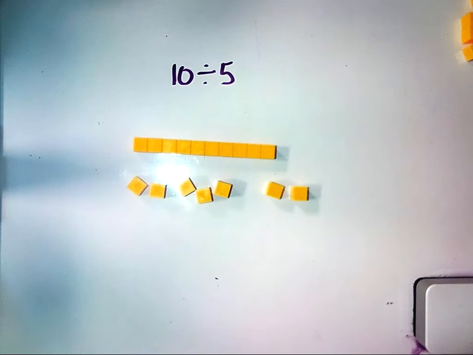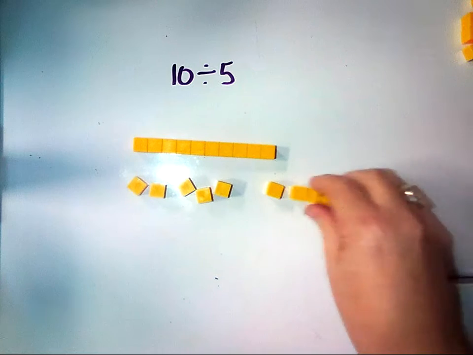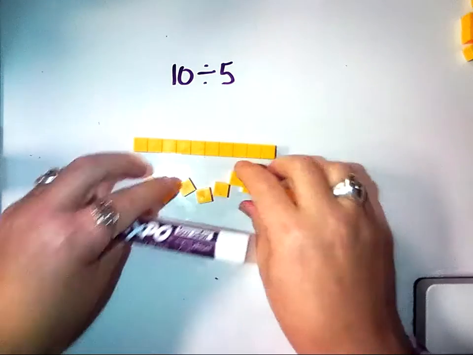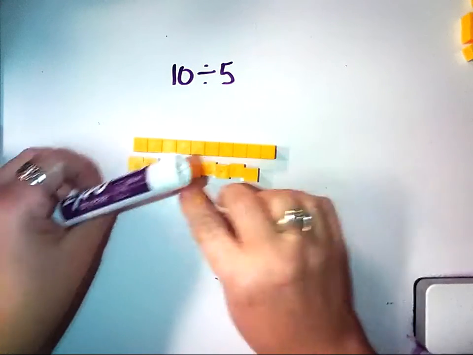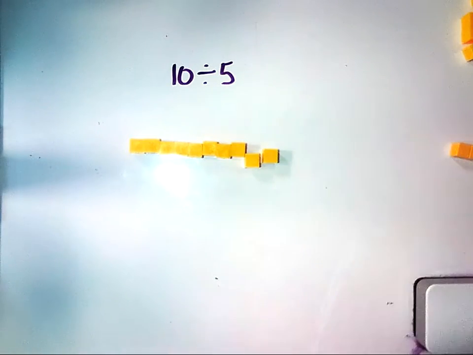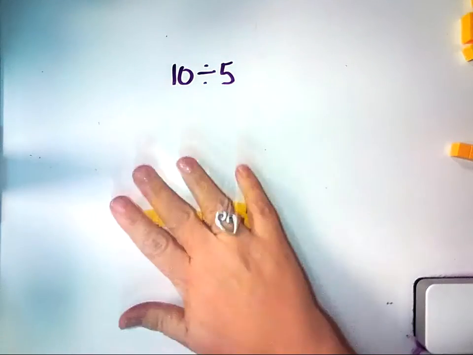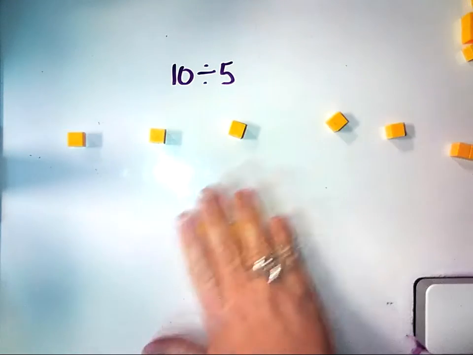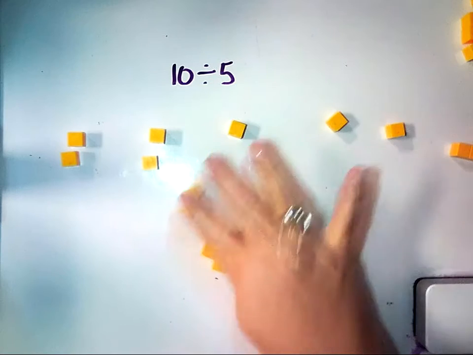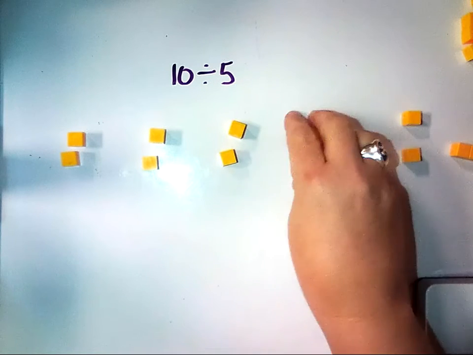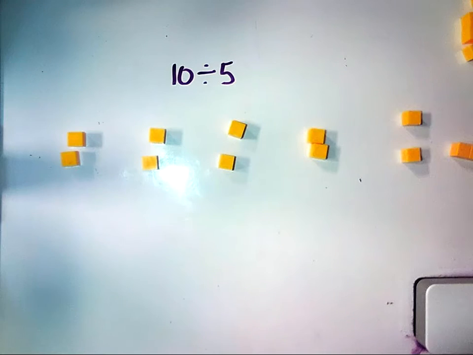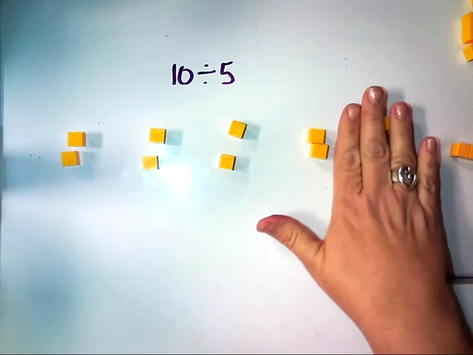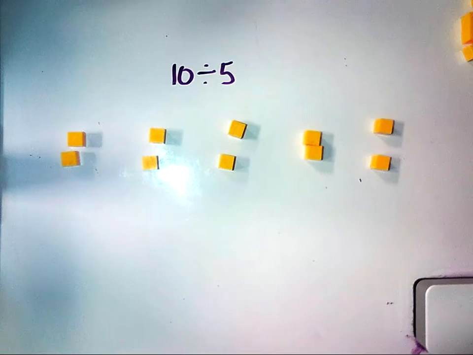I exchange it for 10 ones. Okay, so there's 10. 10 divided by 5 means 10 split into 5 equal groups. So I go 1, 2, 3, 4, 5, and then go back and fill in each one. And now how many do I have in each group? I have 2 in each group. So 10 divided by 5 equals 2.